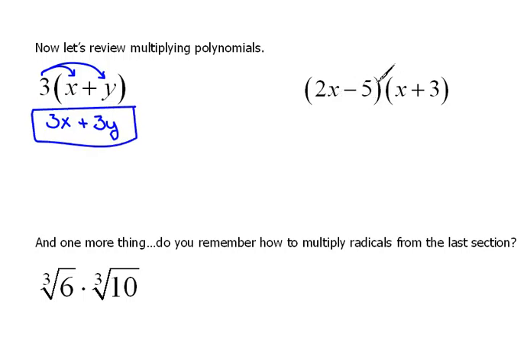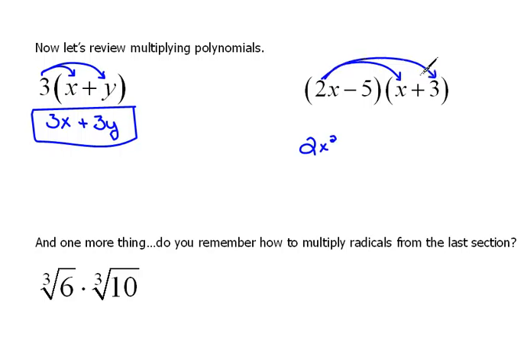Now, what happens if we had a binomial times a binomial? Well, we would do really the exact same procedure. We would have to multiply or distribute our first term throughout the second binomial. And keep in mind, when we're multiplying these things, here we have a 2x times an x. When we multiply 2x times x, we have to multiply the whole number parts, which in this case would be 2 times 1 to get 2. And then we have to multiply the variable parts, or x times x, which would be x squared.